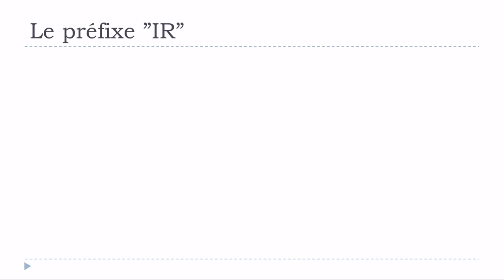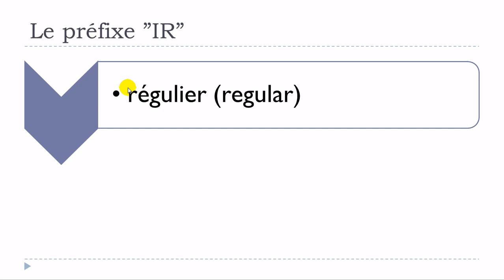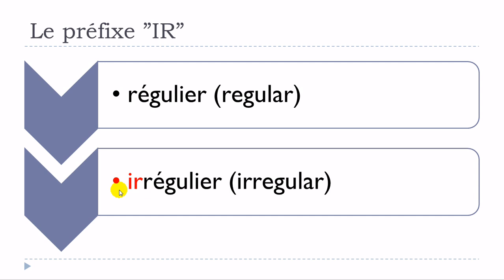Régulier. As I said, remember, they start with R all the time. Régulier. And then exactly the same technique: IR. And after that, you put it back. Irrégulier. Okay? Régulier, then irrégulier.